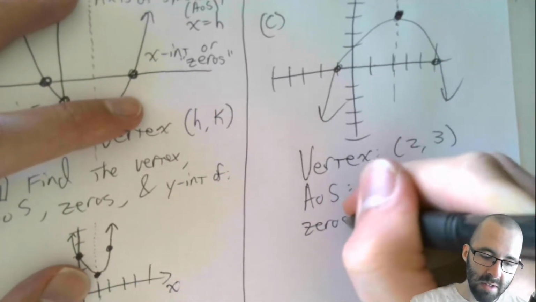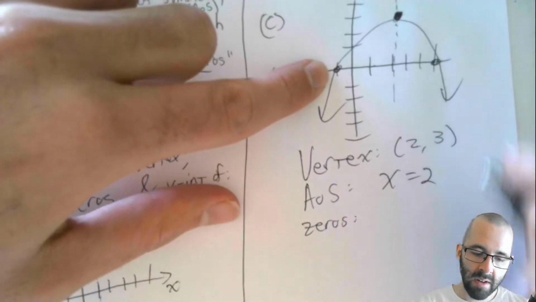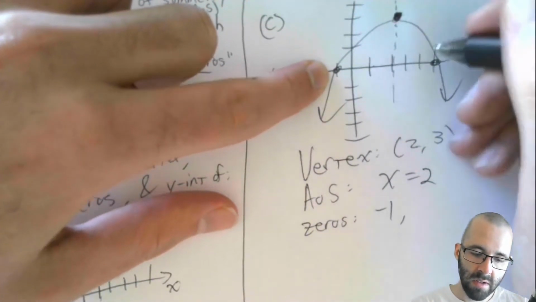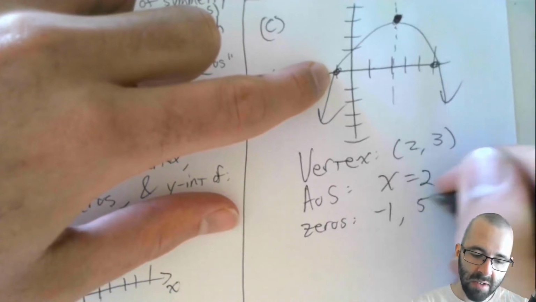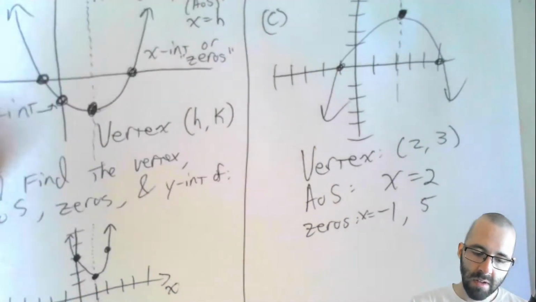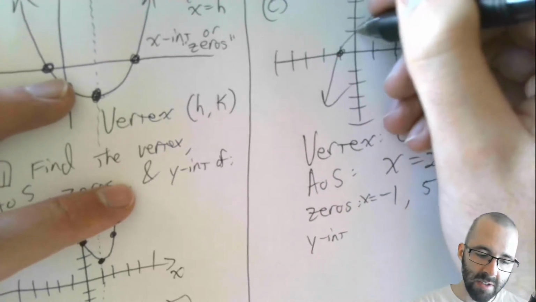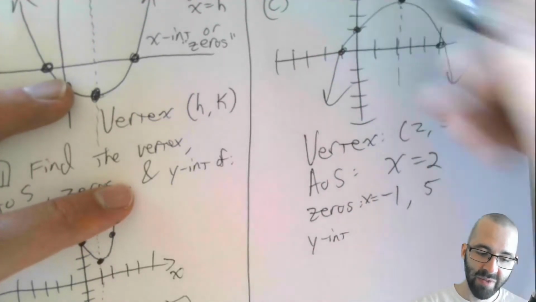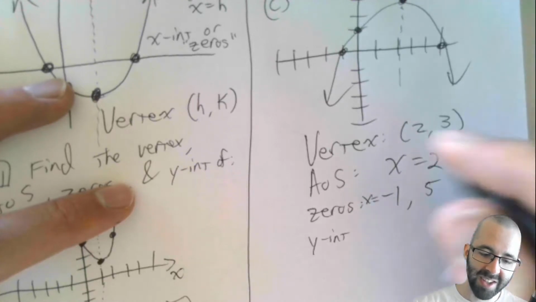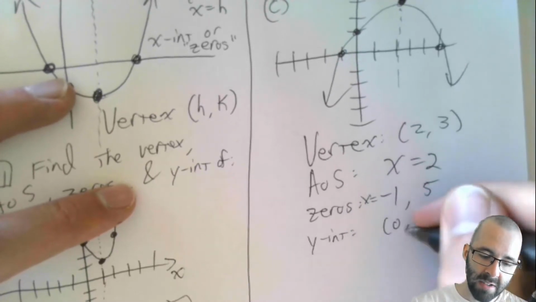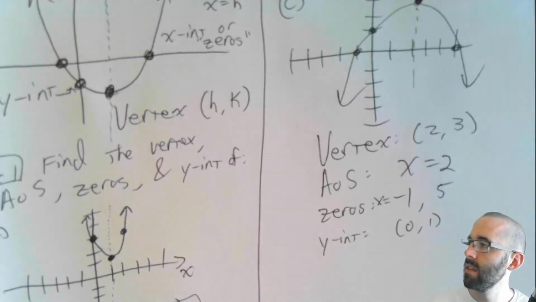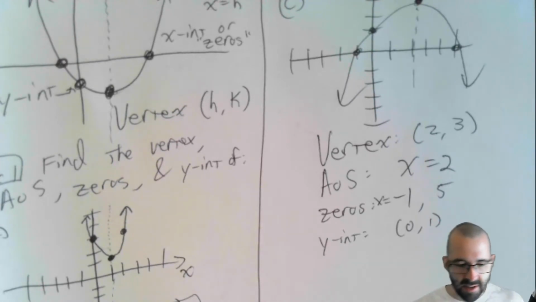The zeros are -1 and +5. And the y-intercept is, oh, I forgot to be very clear about that. The y-intercept is +1, 0, 1. So let's talk about this pattern.